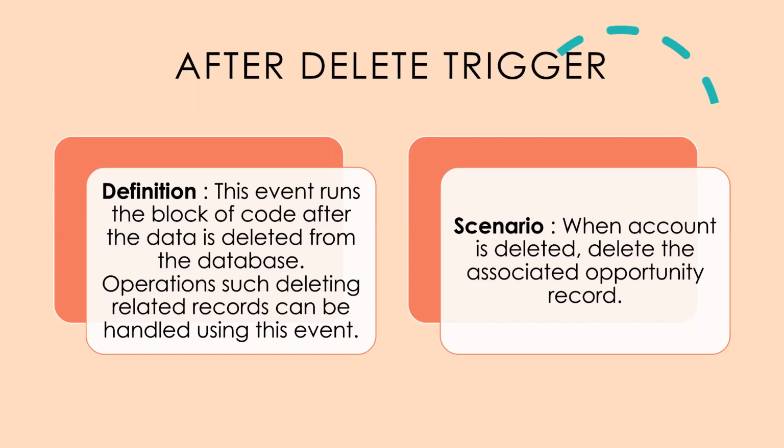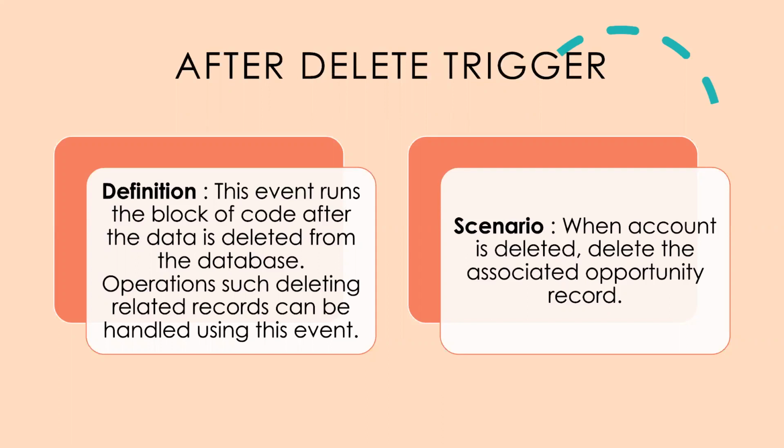Okay, so let's say there are operations such as deleting related records. For example, the scenario I have listed here: when you're deleting an account, delete the associated opportunity records. When do you want to delete the associated opportunity? When the account is deleted. That means after the account is deleted, you want to delete all the associated opportunities which were on that particular account, right? So this scenario will come under after delete.